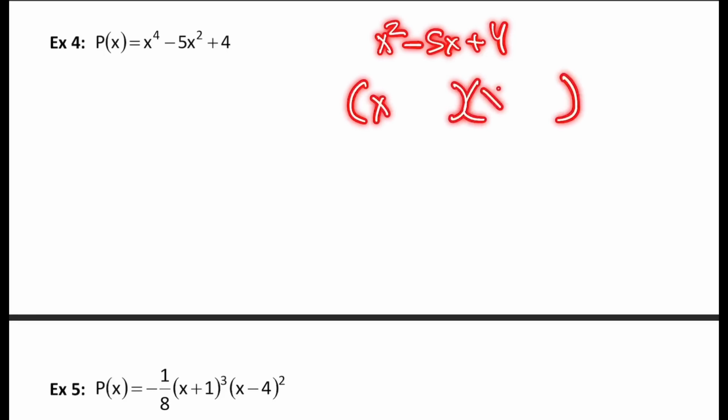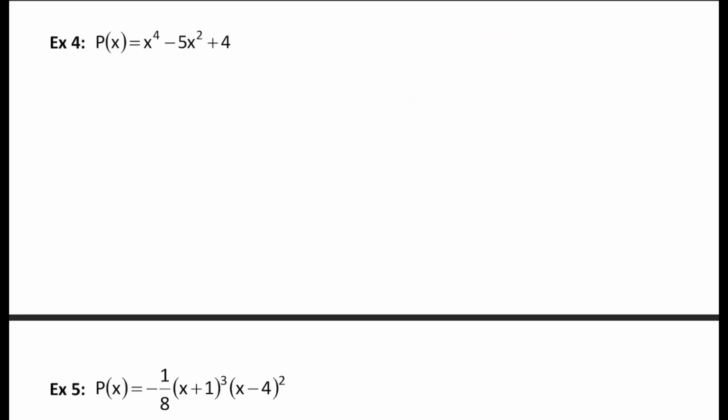So, okay, break it up. It's going to be x and x. Signs are the same, both negative, 4 and 1. It looks like that. The only difference is since it's x to the 4th, when you go to factor it, you're going to have an x squared and an x squared. Signs are the same, both negative. It's got to be 1 and 4. Now you can factor each one of these.